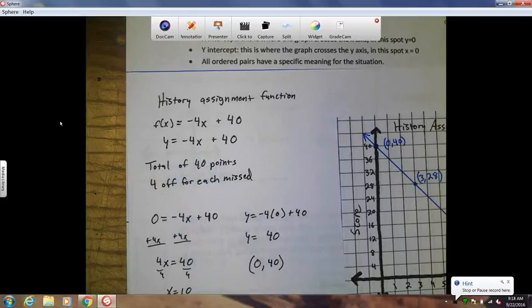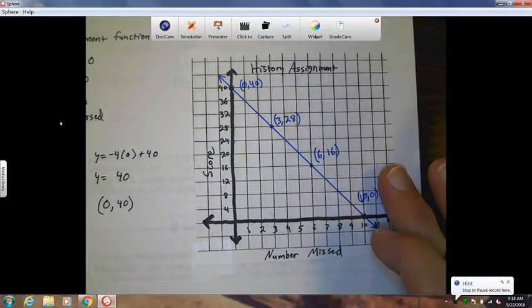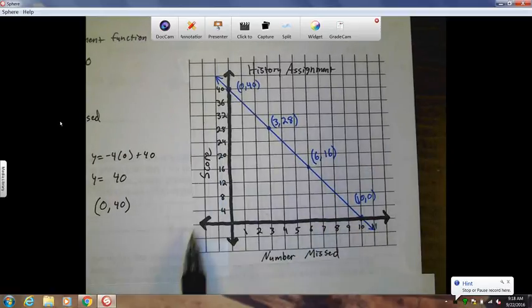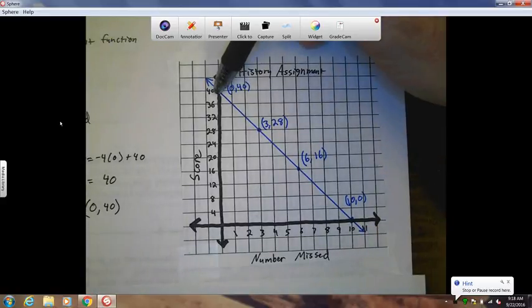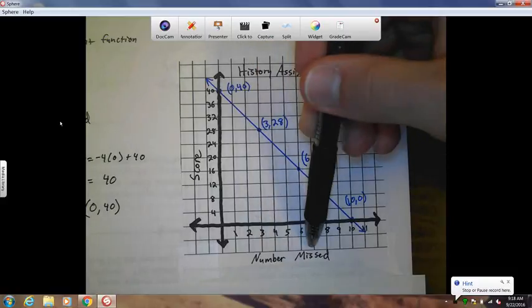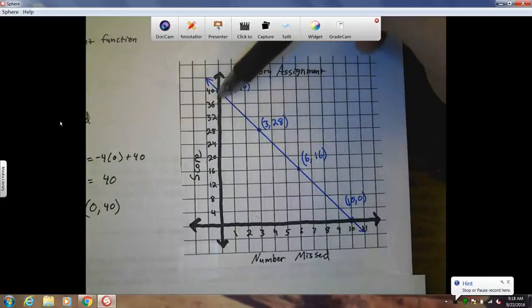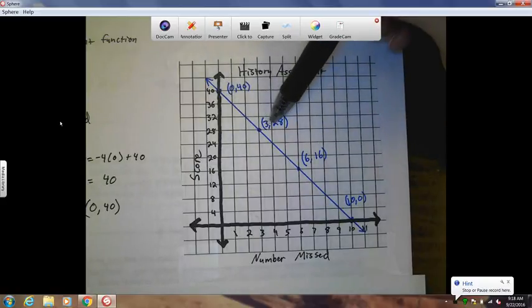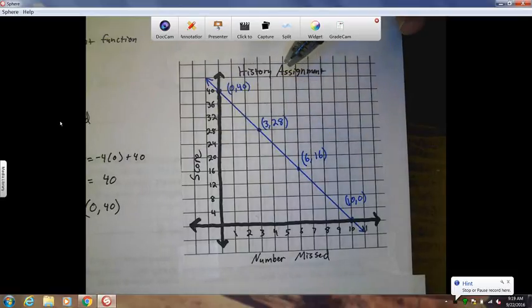So here's a graph. Notice I've labeled the x-axis, labeled the y-axis. I have a title just to show you the graph. So if you miss 0, you get 40 out of 40. So the ordered pair (0, 40) has a meaning. 0 missed means I have a score of 40. And what if I miss 3? So I have the point here, (3, 28). So 3 missed is a score of 28. So remember that all these ordered pairs have an xy coordinate.